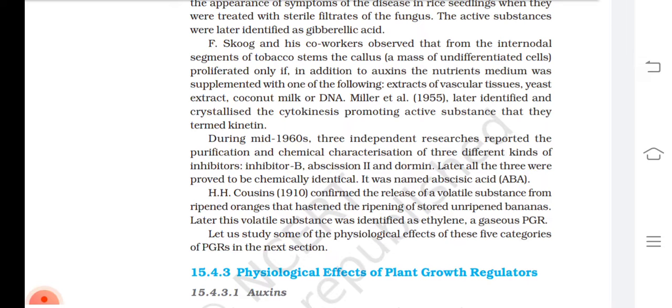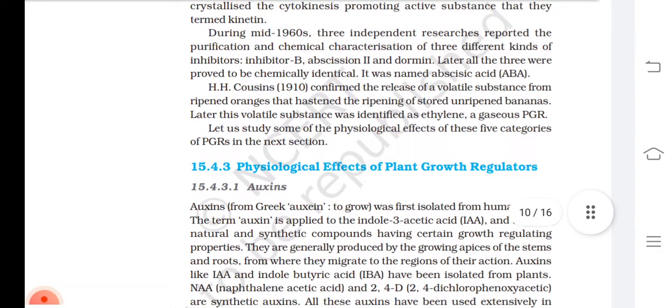H.S. Cousins in 1910 confirmed the release of a volatile substance from ripened oranges that hastened the ripening of stored unripened bananas. Later, this volatile substance was identified as ethylene, a gaseous PGR. Let us study some of the physiological effects of these five categories of PGRs in the next section.